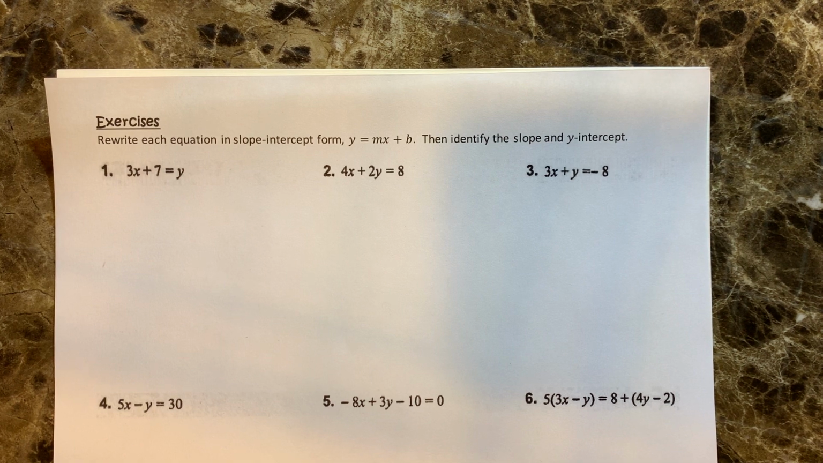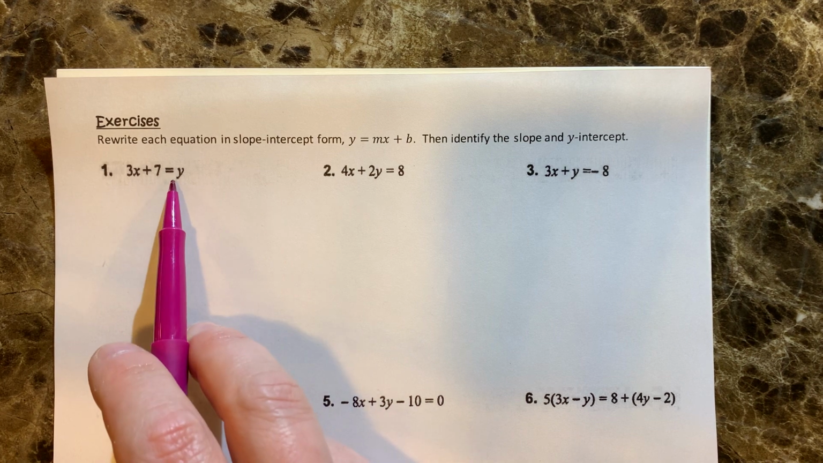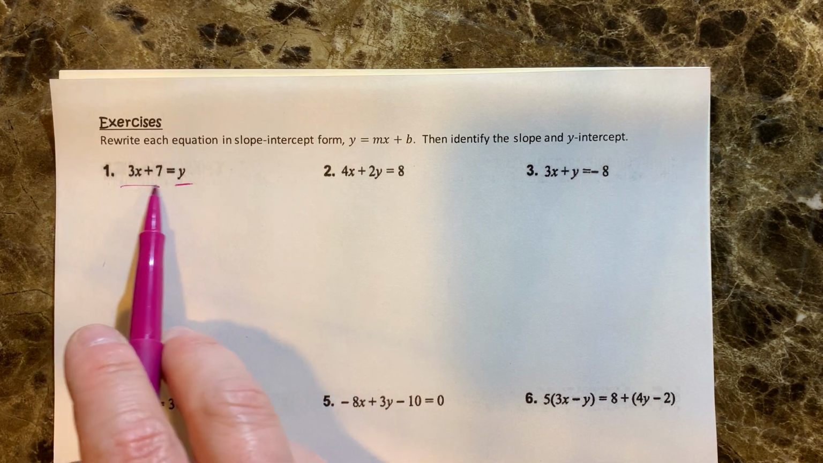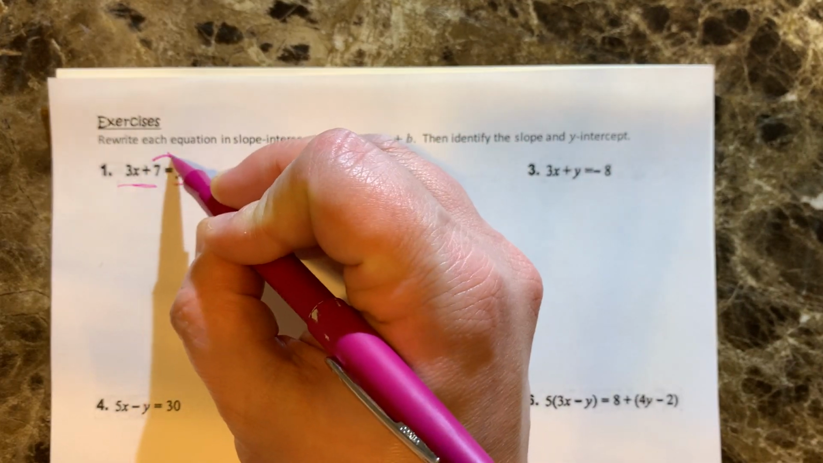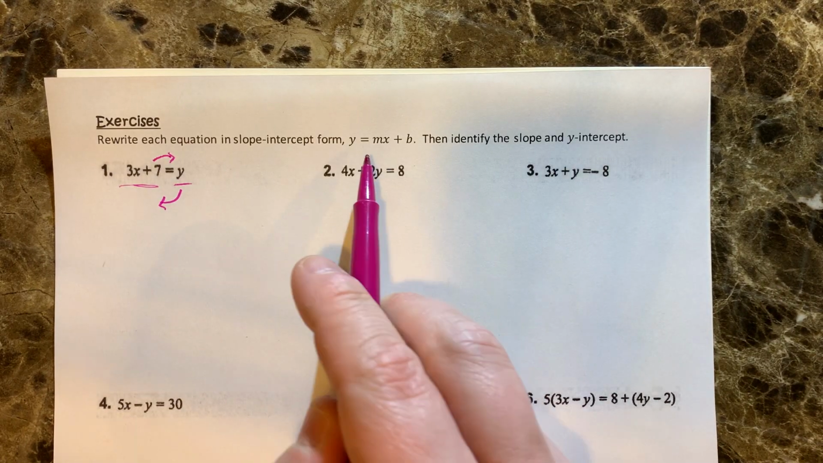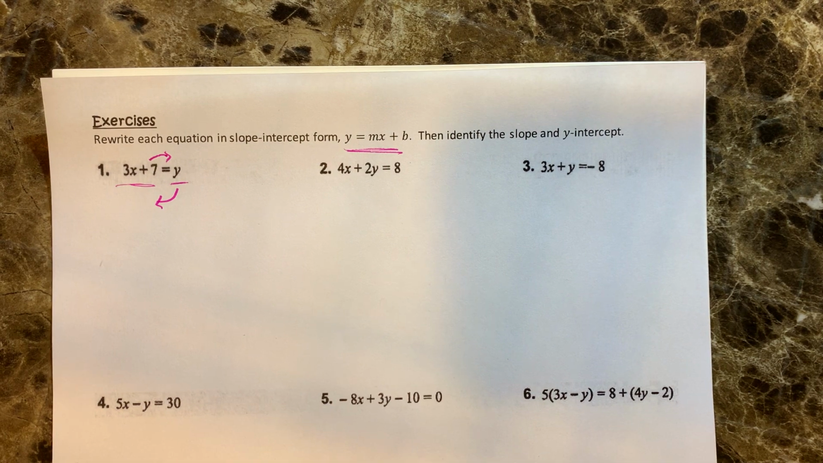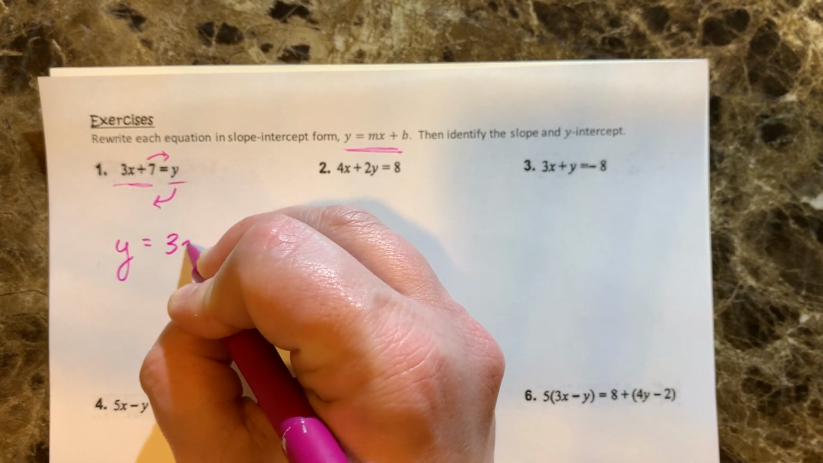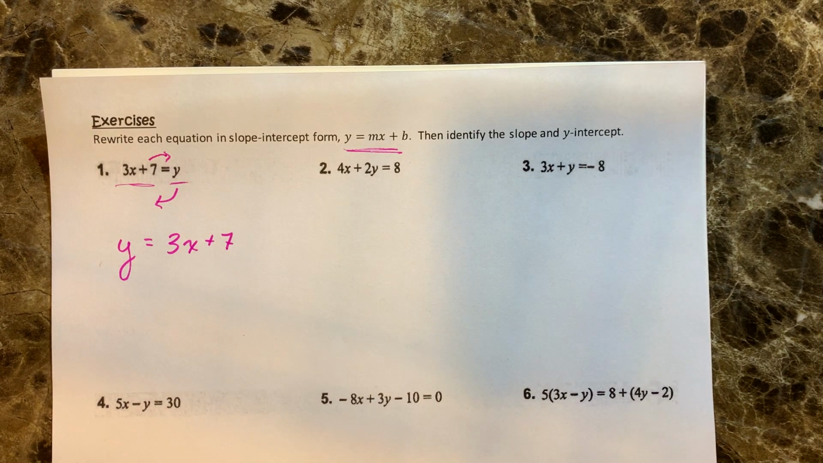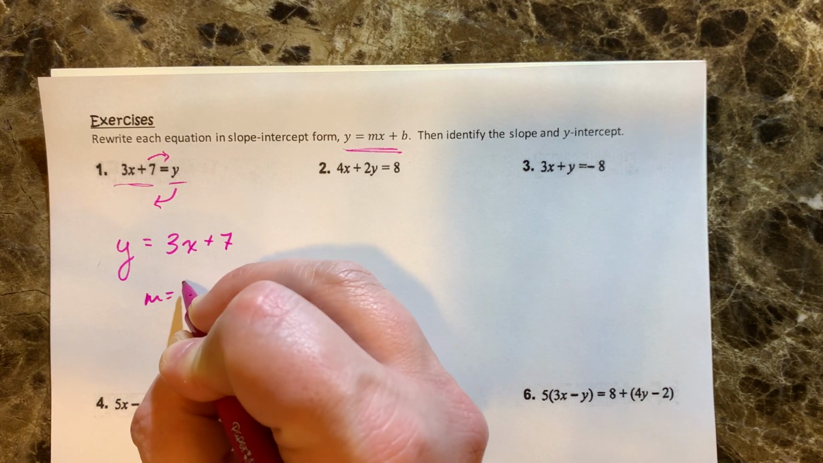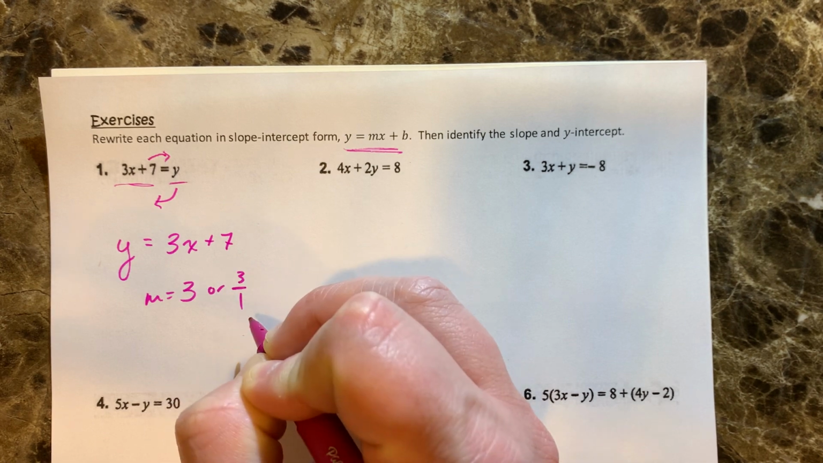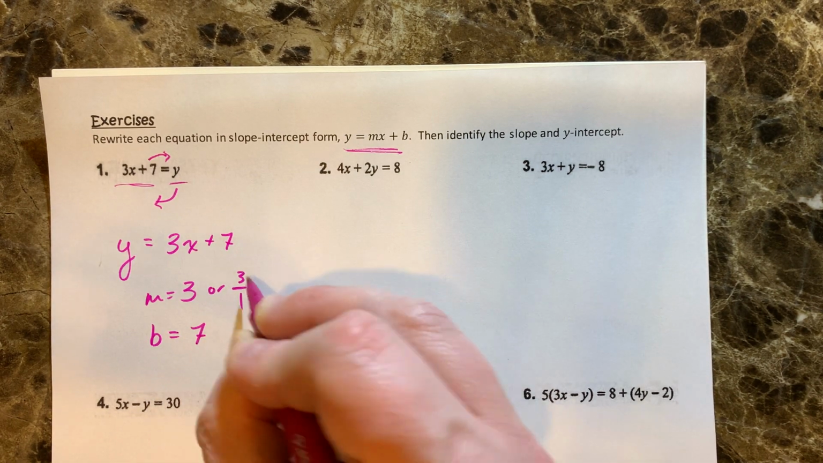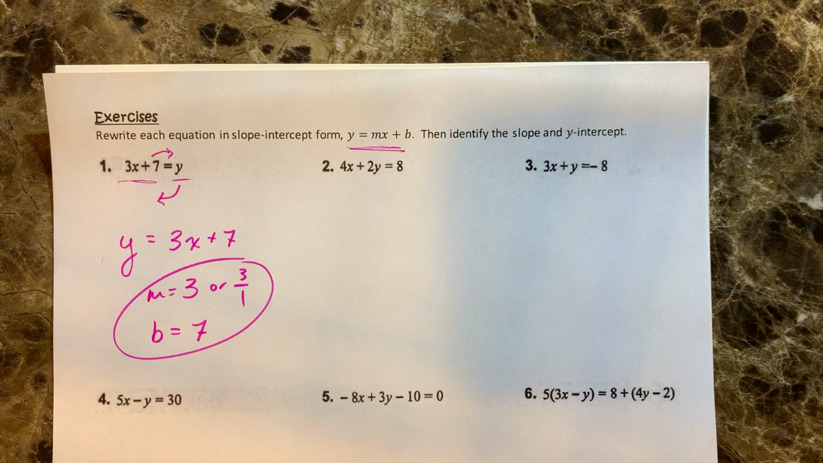So let's look at number 1. I have 3x plus 7 equals y. Well, remember what I said before. If y is on the other side by itself, that's okay. All you have to do, if that is not to your liking because it's not literally in this form, is switch the sides completely. So the right side can become the left, and the left side can become the right. So this one is actually pretty straightforward. We can just switch the sides, and we now can identify that the slope is 3, or 3 over 1, and the y-intercept is 7. So there's our answer for that.